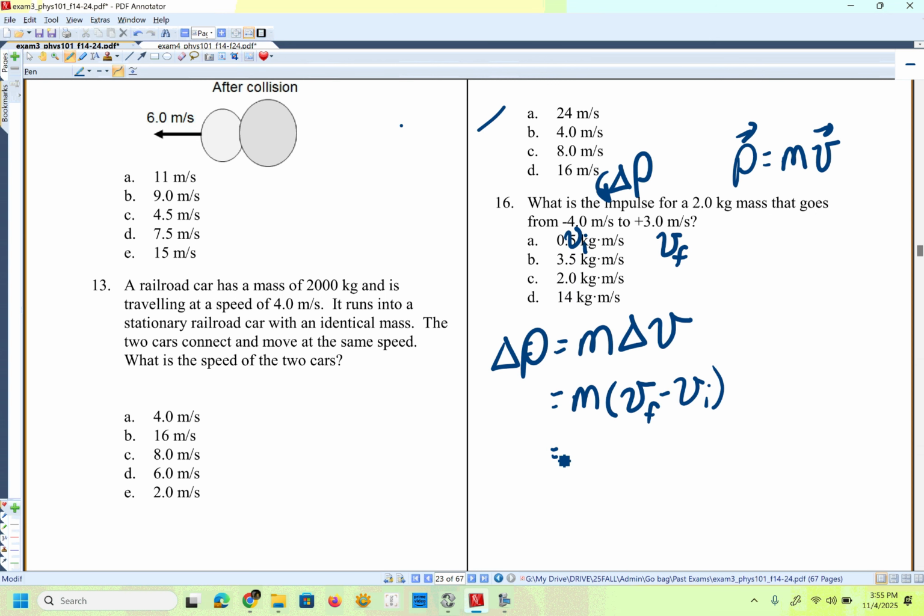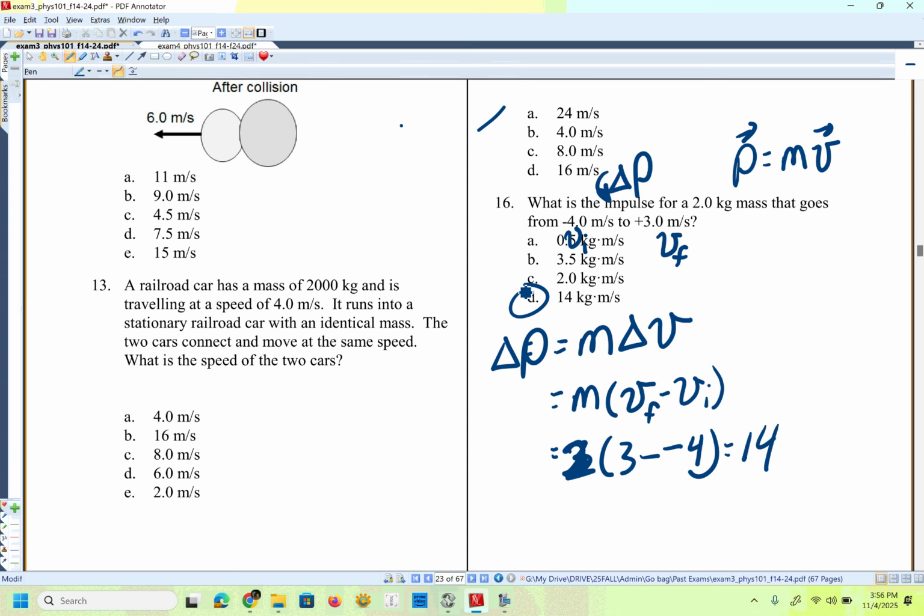That's 2 times 3 minus negative 4. 3 minus negative 4. That's 2 times 7, or 14. Be careful with your signs here. And I give you the signs explicitly, but as I said before, if I have two velocities that are in opposite directions, that means that the delta v is actually going to be the sum of those two numbers. Okay? Because it's a bouncing situation, a recoil or a rebounding. So it would be 3 minus negative 4, which is 7.